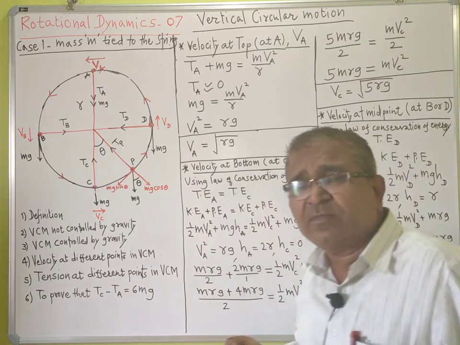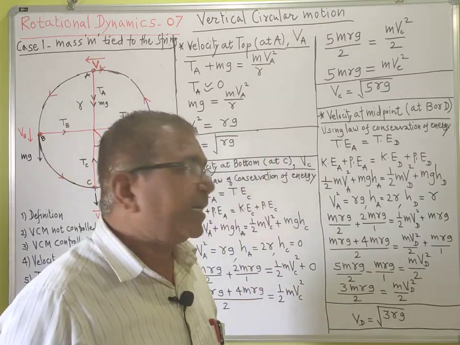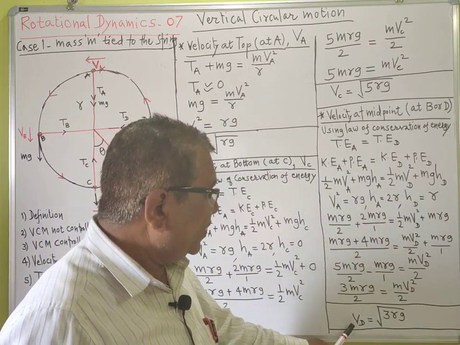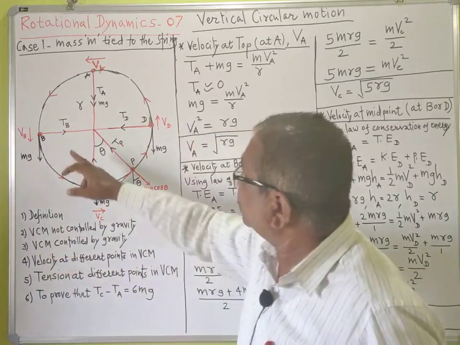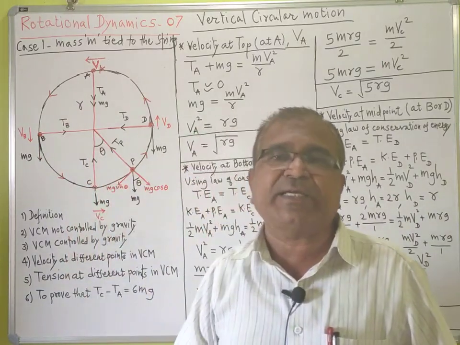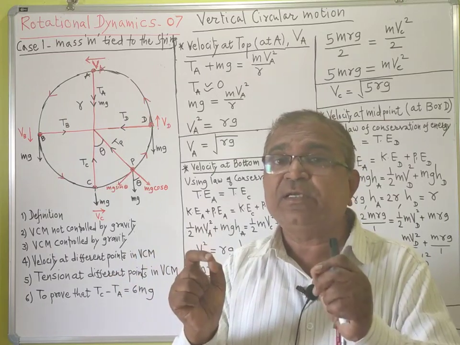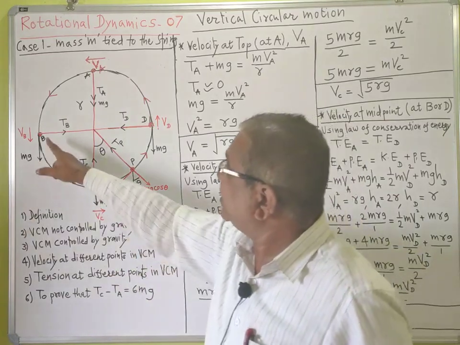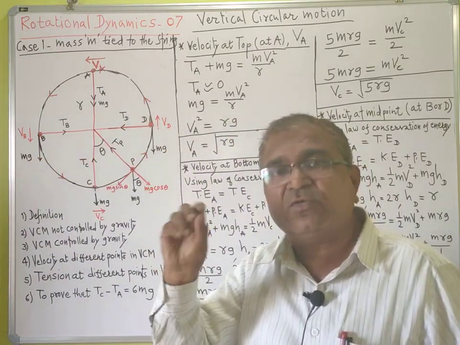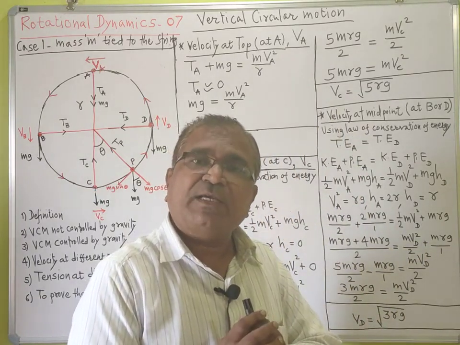You can solve it. You can make mathematical manipulation very carefully, and from that, after solving all these, we get Vd equal to Vb, having equal in magnitude. Directions are opposite, no doubt. Don't bother about direction. Only concentrate on the magnitude. Magnitude of velocity at B point and magnitude of velocity at D point, which is equal to square root of 3rg.